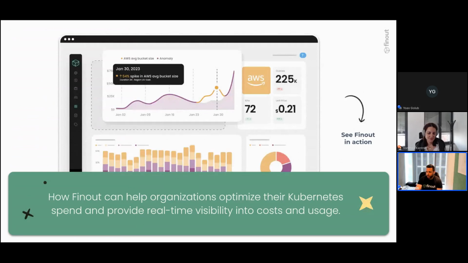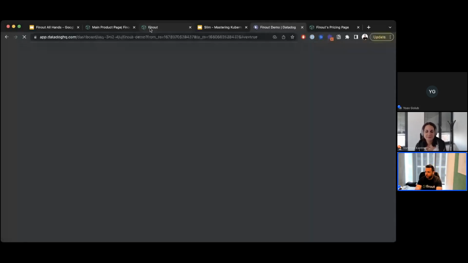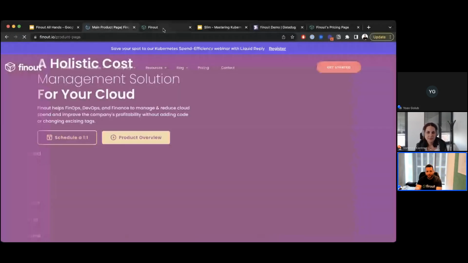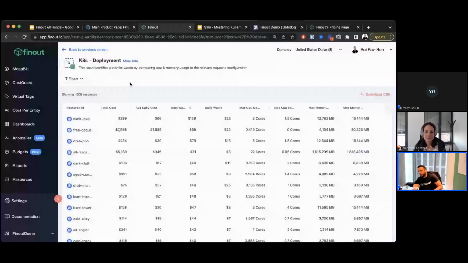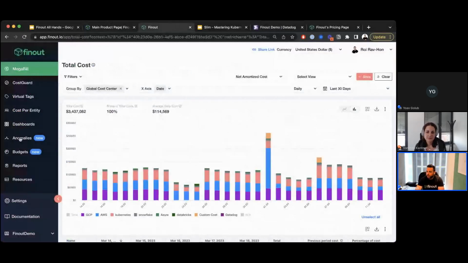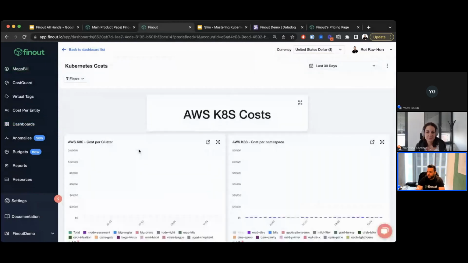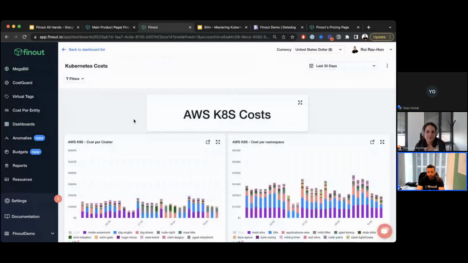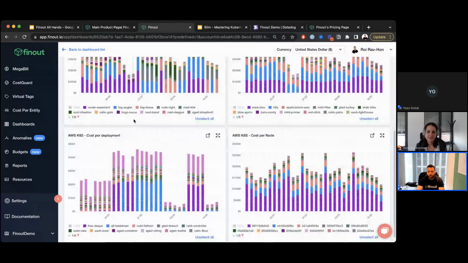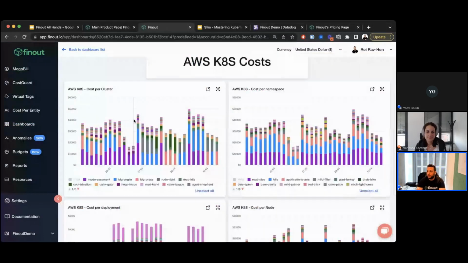So we wanted to show you a quick demo on Finout and what Finout can do for Kubernetes management. First, it's very important, as we talked about before, to show Kubernetes cost. With Kubernetes, we can bridge that gap between what we actually got from the cloud provider, which is the actual cost and usage report for AWS or the Azure console or whatever, and then match it with the actual Kubernetes pod utilization.